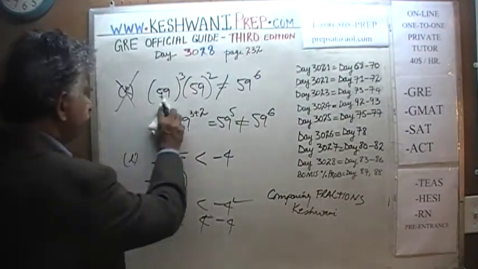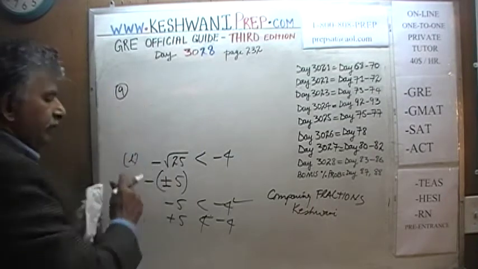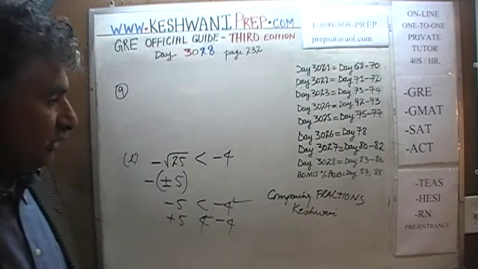Let's do number 9. Number 9 has 4 problems, 4 percentage problems. We're going to do the 4 percentage problems.